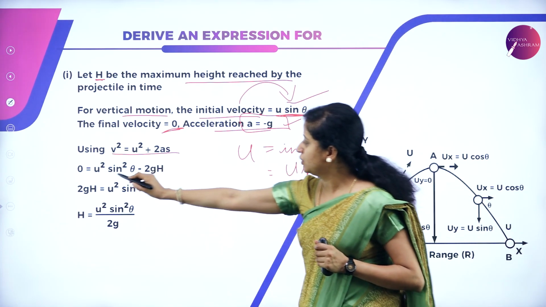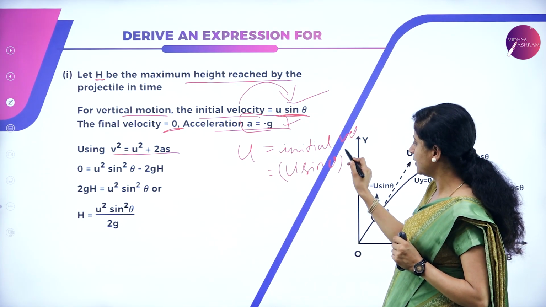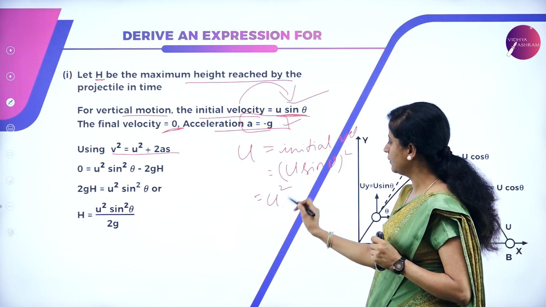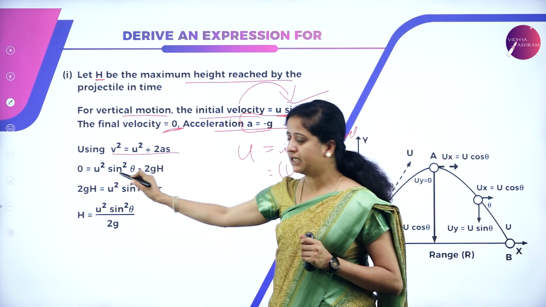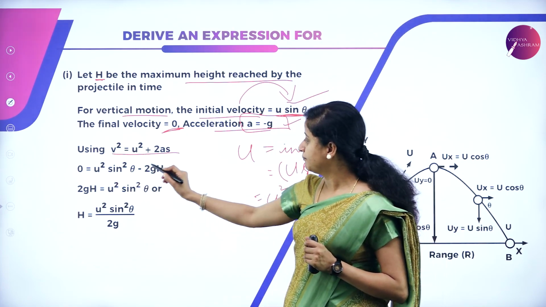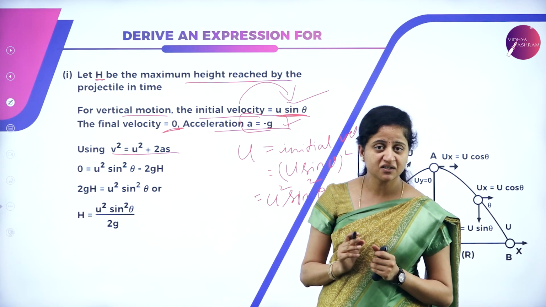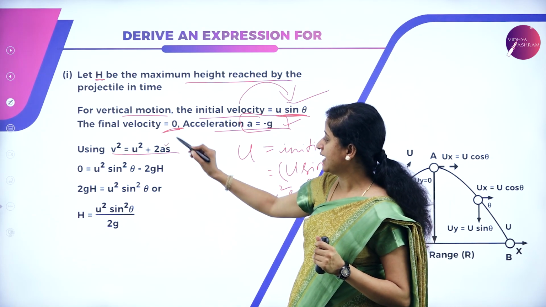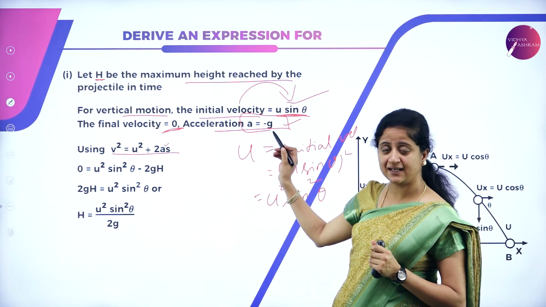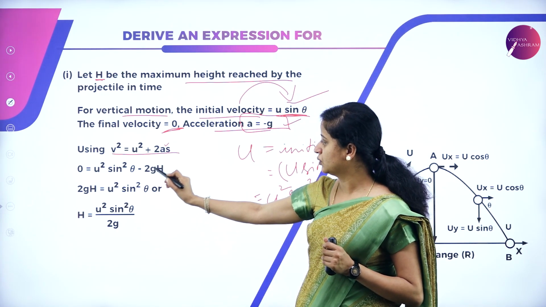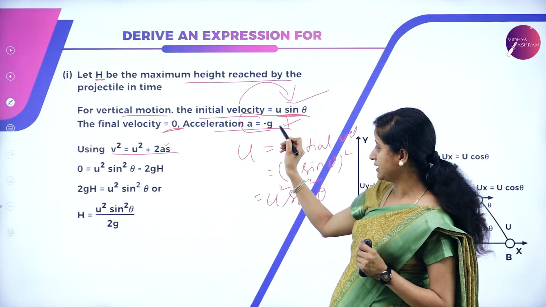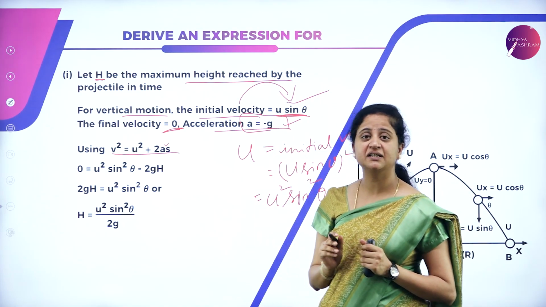So, we have u square, which means we need to square this. We will get u square sin square theta. So, in the place of u square, we are getting u square sin square theta minus 2gh. Why is it minus 2gh? Because we know acceleration, we have considered it as negative g. So, it is plus into minus, which is minus 2. In the place of a, we have to write g, and s is nothing but the displacement.